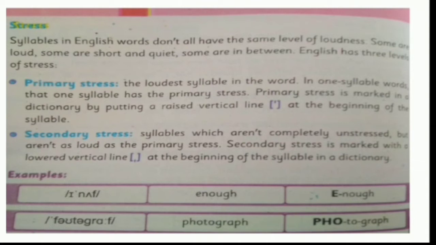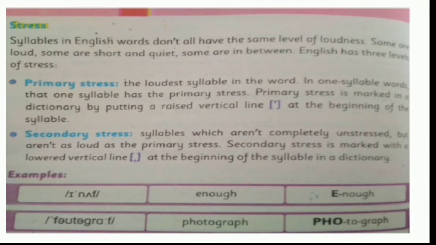So let's come back. We need to repeat this line. The secondary stress: syllables which are not completely unstressed but are not as loud as the primary stress. Secondary stress is marked with the lower vertical line at the beginning of the syllable in a dictionary. Like the way we indicate primary stress with this symbol at the beginning of the syllable, similarly we indicate the secondary stress with the lower vertical line at the beginning of the syllable.